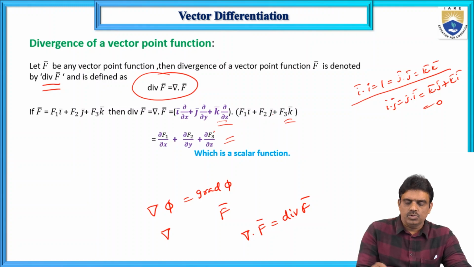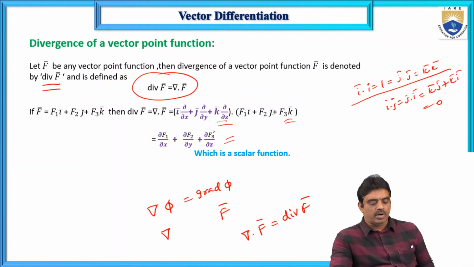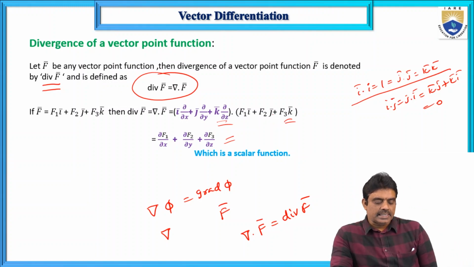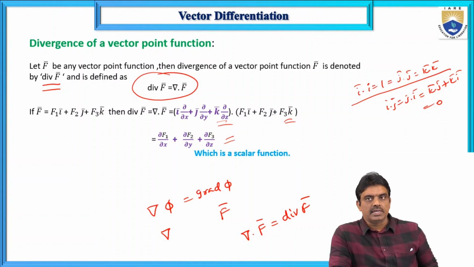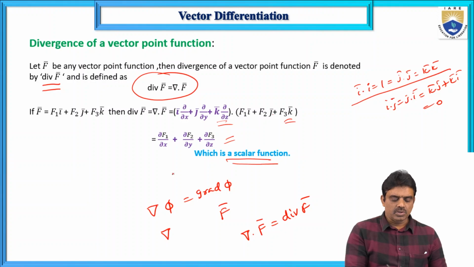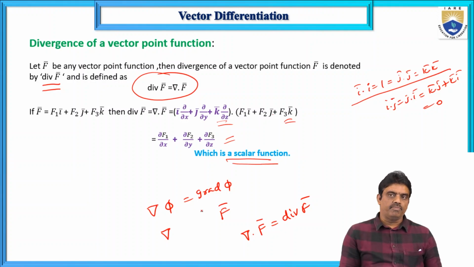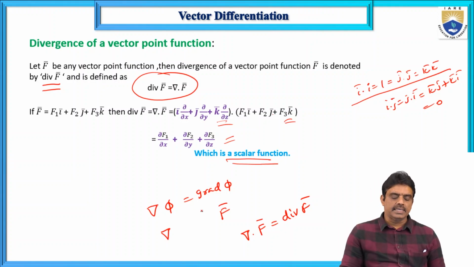So clearly there are no i bar, j bar, k bar terms, which means it is a scalar function. So the divergence of f bar is a scalar point function. Del dot f bar is called the divergence, and it is denoted by div f bar. So the resultant of div f bar is always a scalar point function.